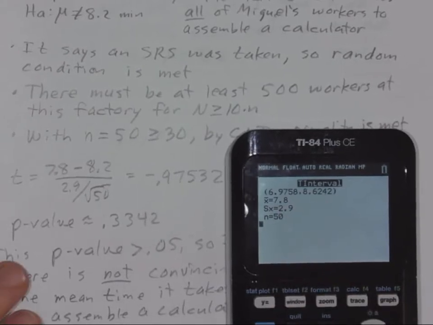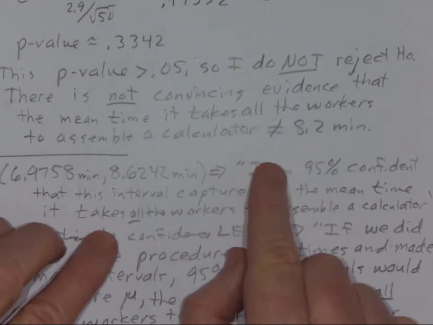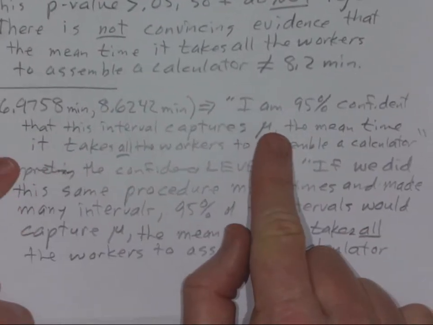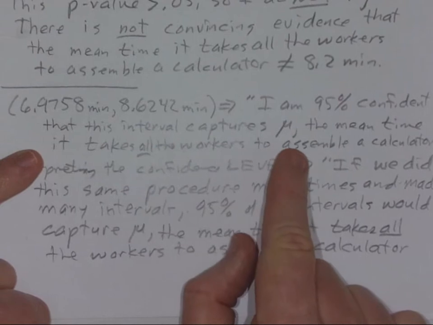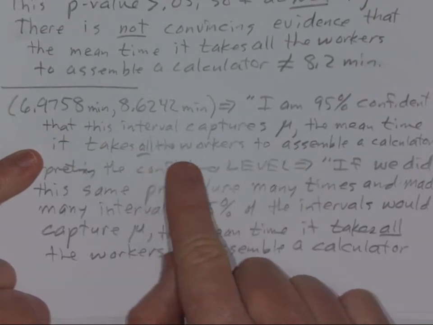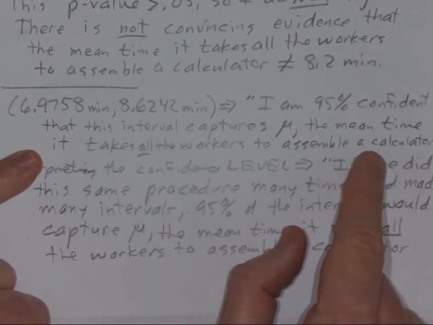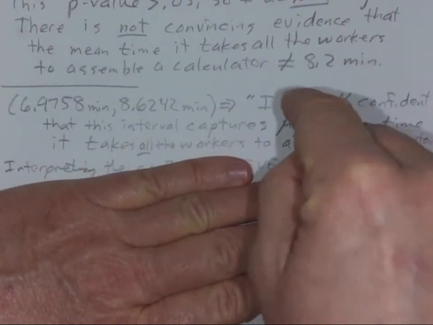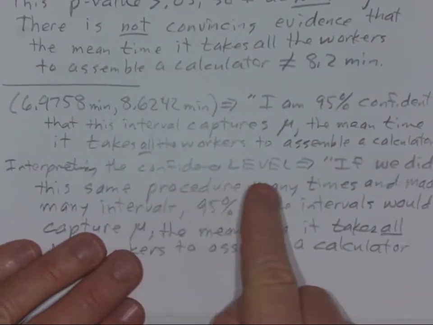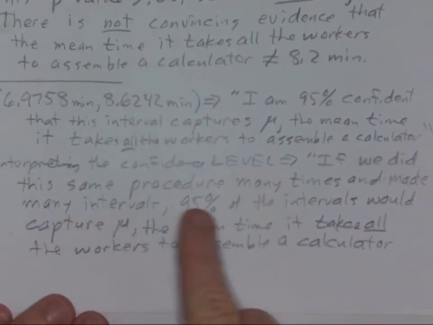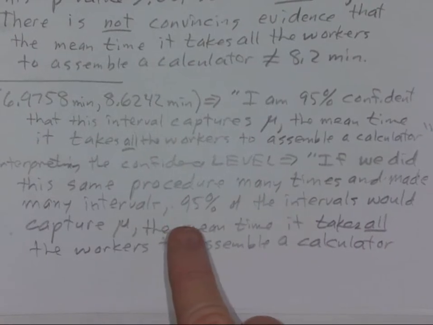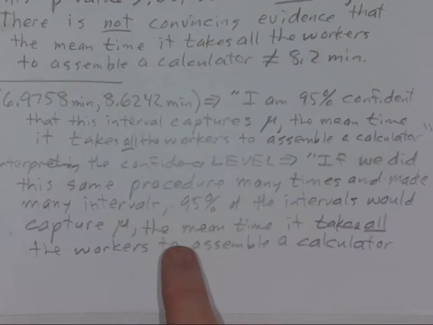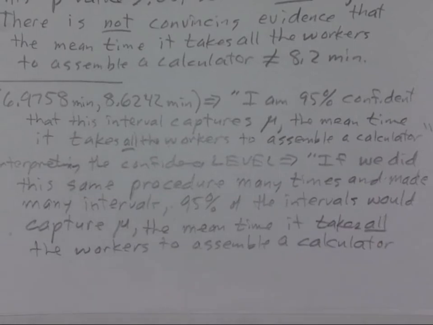And so to interpret that interval is this. I'm 95% confident that that interval captures mu, the mean time it takes all of the workers to assemble a calculator. So that is interpreting the interval. That's drawing your proper conclusion. Interpreting the confidence level is, if we were to do this same procedure many times and made many intervals, 95% of the intervals would capture mu, and you say what mu is, the mean time that it takes all the workers to assemble a calculator. So that's interpreting the confidence interval, interpreting the confidence level.